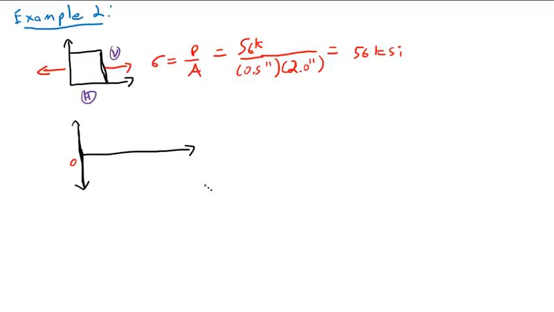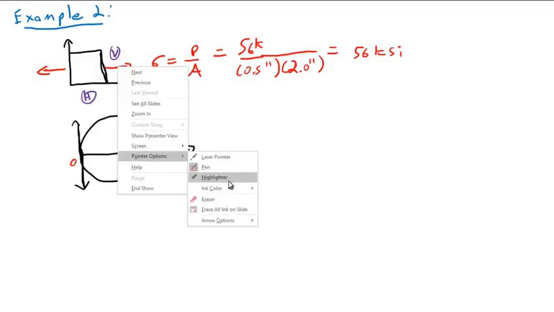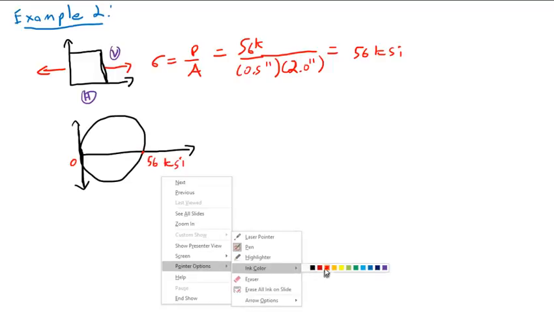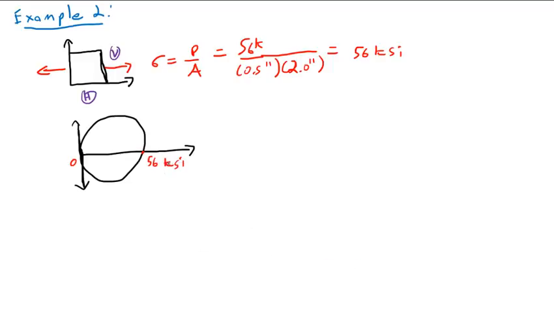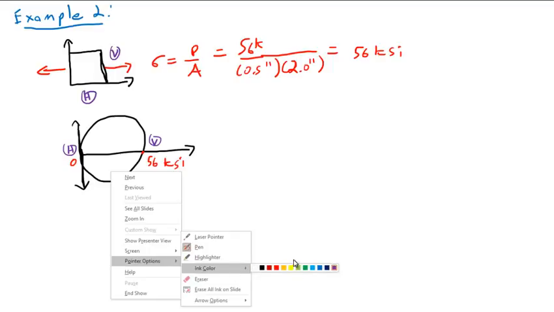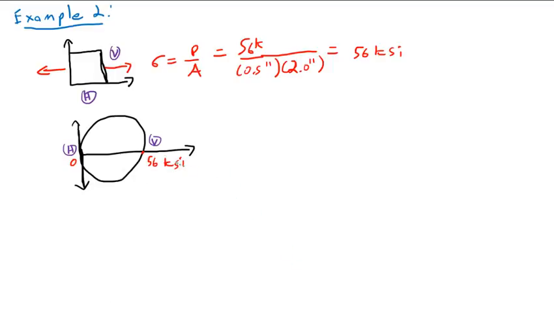So I'm going to sketch a circle. Wonderful circle, a perfect circle as I always draw them. And this is 56 KSI. And this represents V and H. And the average stress is going to be 28 KSI. 56 plus 0 divided by 2 is 28 KSI.